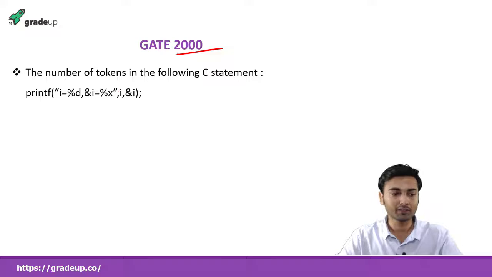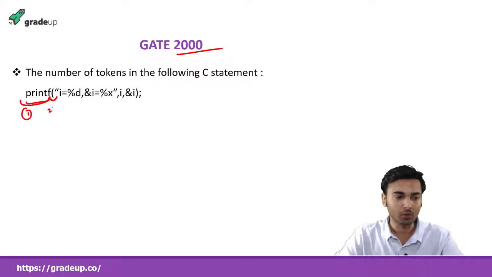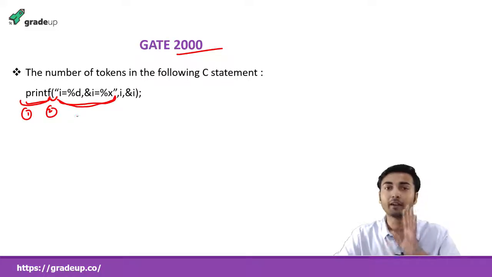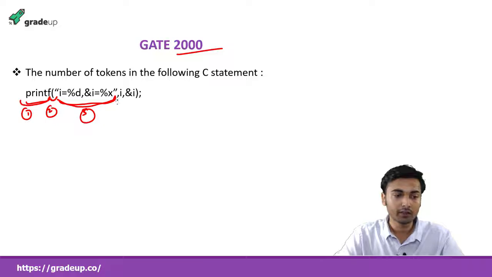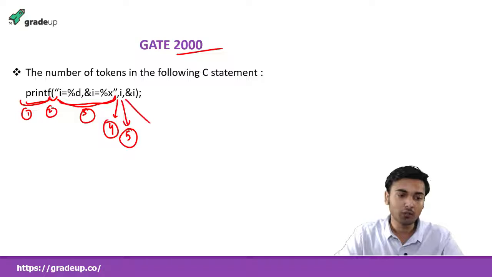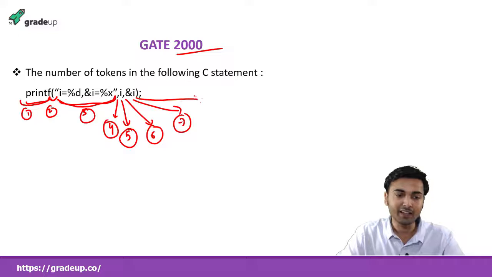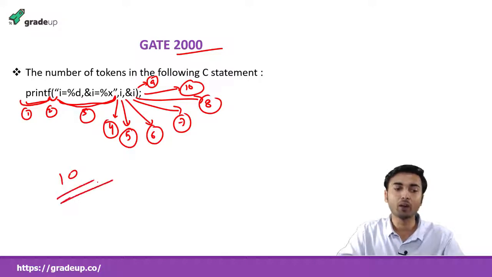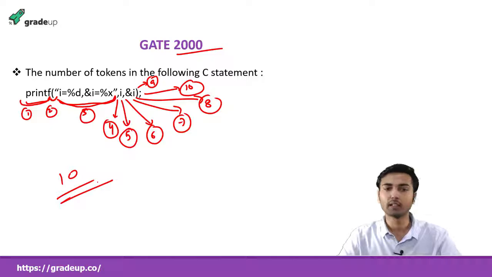Next, see, GATE 2000. Find the number of tokens. See, printf is 1 token. This bracket is another token, second. Now this thing, inverted commas, as I said, will be clubbed as a single, third. This comma is 4th. This I is 5th. This comma is again 6th. This and % is 7. This I is 8. This bracket is 9. And this semicolon is 10. So overall, how many tokens? 10 tokens are there. Cleared?